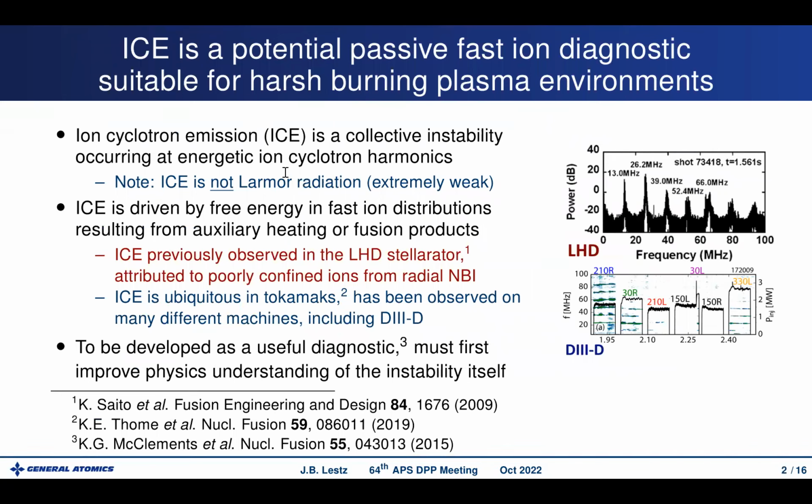As some additional background, ICE is a collective instability that occurs at energetic ion cyclotron harmonics, like you can see here. Despite the name, ICE is not Larmor radiation. We want to study ICE because it's observed very frequently in fusion plasmas. It's very easy to excite. And so it's been seen in the LHD Stellarator, like in this figure, and it's also been seen in many different tokamaks, including DIII-D. But in order for ICE to be developed as a useful diagnostic, we must first improve our physics understanding.